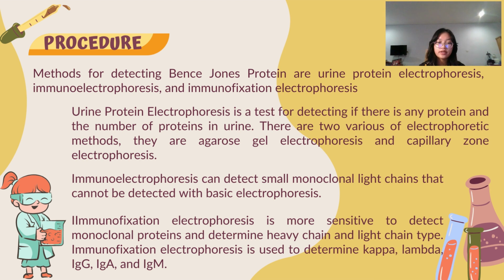Methods are urine protein electrophoresis, immunoelectrophoresis, and immunofixation electrophoresis. Urine protein electrophoresis is a test for detecting if there is any protein and the amount of protein in the urine. Immunoelectrophoresis can detect small molecular light chains that cannot be detected with basic electrophoresis. Immunofixation electrophoresis is more sensitive in detecting monoclonal protein and determining the heavy chain and light chain type. This is used to determine kappa, lambda, IgG, IgA, and IgM.